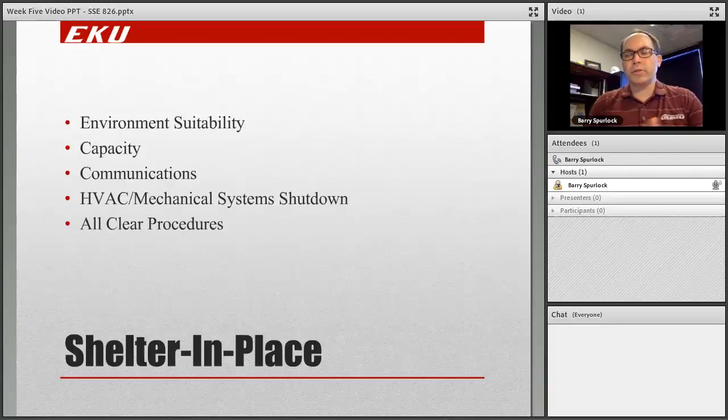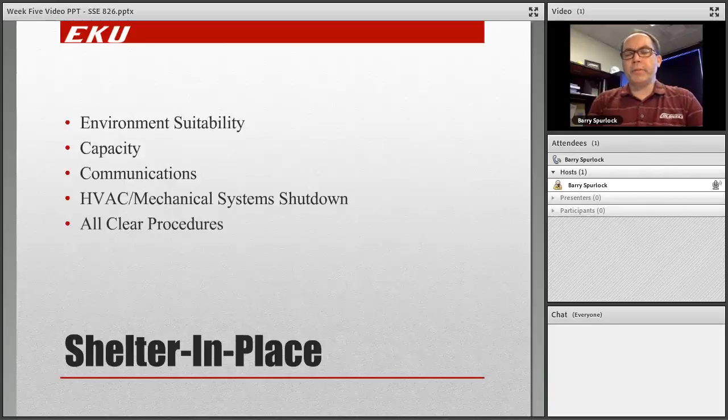Communications, we need to make sure that we have some form of communication, communication within the facility with the incident command system that would be operational during a shelter-in-place scenario, and then also communications with the outside world. How are we going to monitor conditions, particularly if it's a weather scenario that's prompted a shelter-in-place? We need to think and plan and have procedures for the communication during a shelter-in-place.